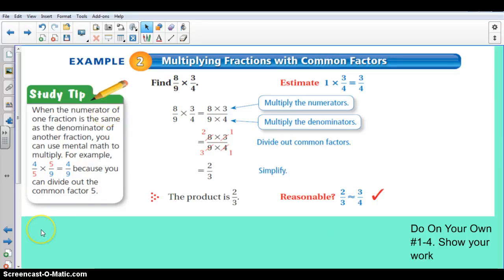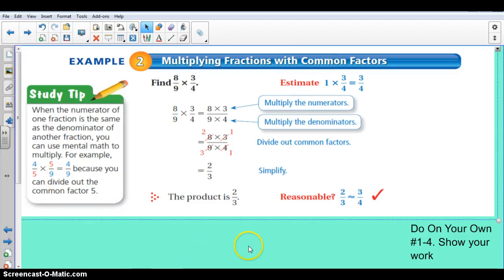Let's look at the study tip. It says when the numerator of one fraction is the same as the denominator of another fraction, you can use mental math to multiply. For example, 4/5 times 5/9, and it equals 4/9 because you can divide out the common factor 5. In other words, there's a 5 here and a 5 here. Again, once again, we went numerator to denominator, 5 and 5. Well, that's going to be a 1. So then we look at it and we say it's 4/9. That's just an extra tip that they give you.